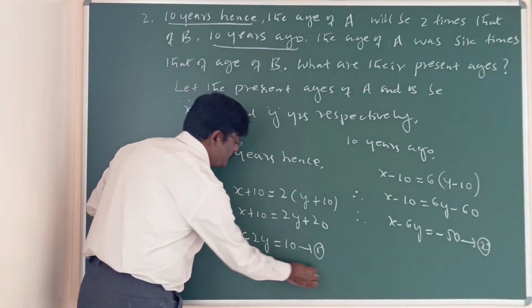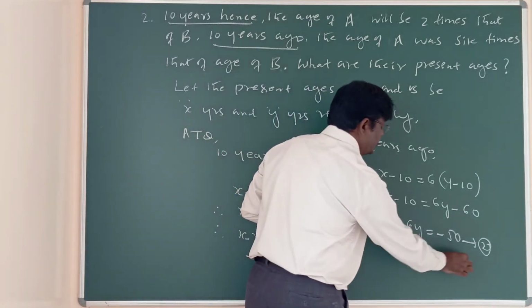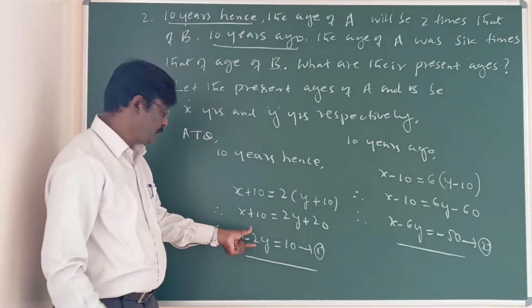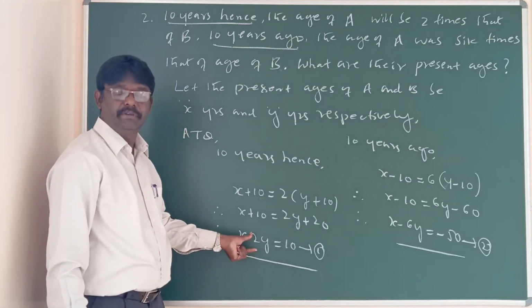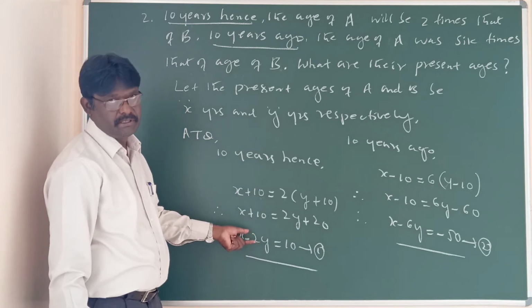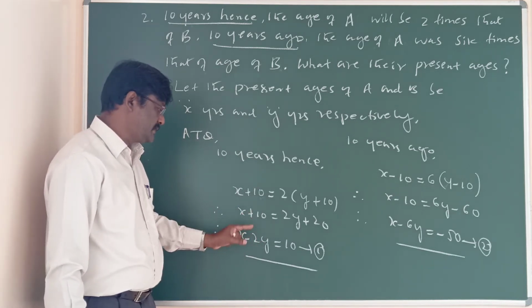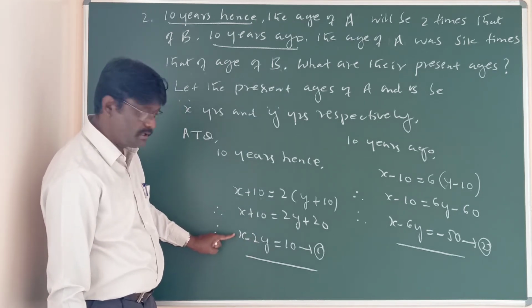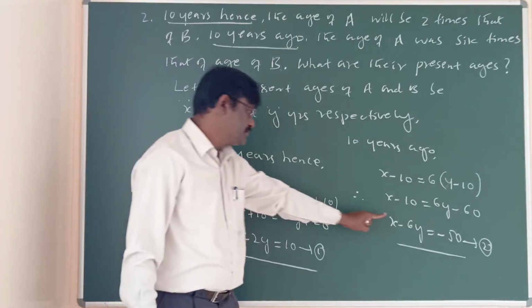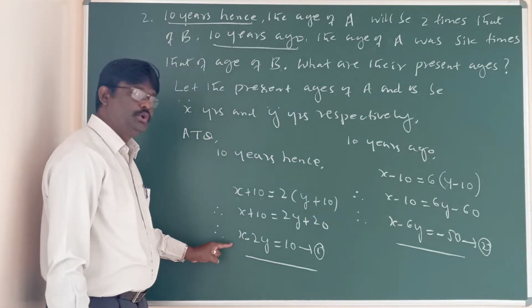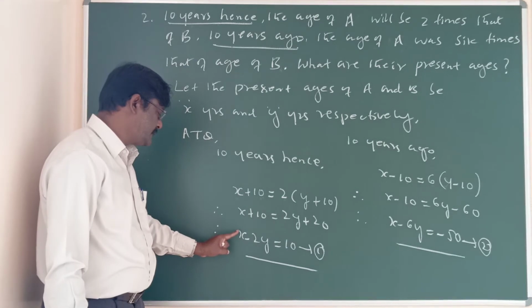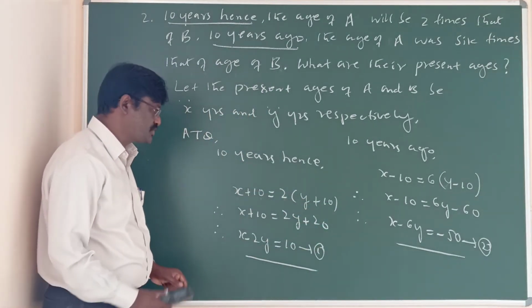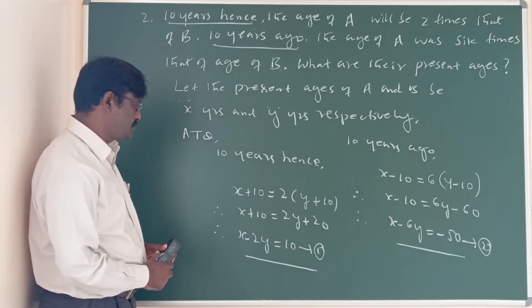So now we have a pair of linear equations in two variables. Now we have to solve. How to solve? We know we can use any method: elimination method, substitution method, or graphical method. Let us adopt the elimination method. It is quite easy, because the coefficient of x is 1 in both. To eliminate, when we have the same coefficients with the same sign, we go for subtraction.